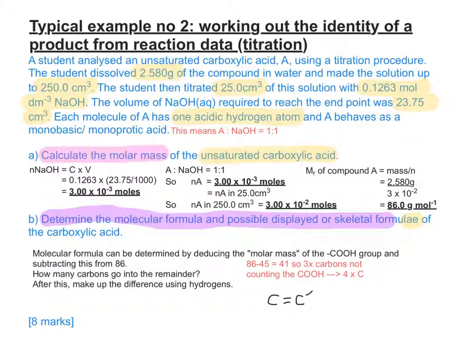What have we got? We've got 1, 2, 3, OH. So how many carbons, how many hydrogens can we fit in there? We've got 3 carbons, let's do another carbon.